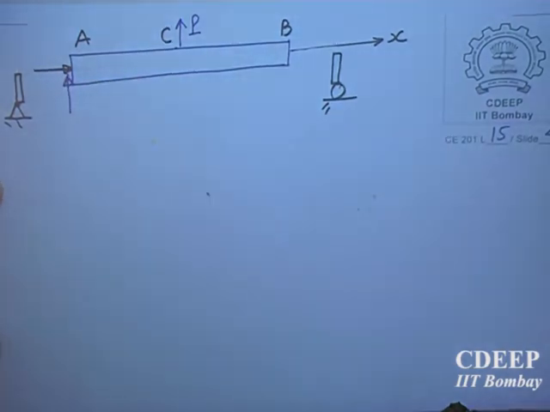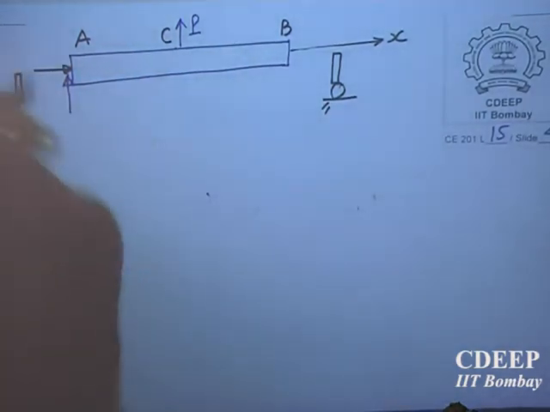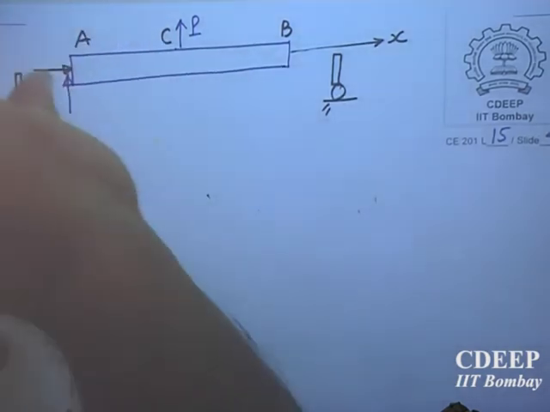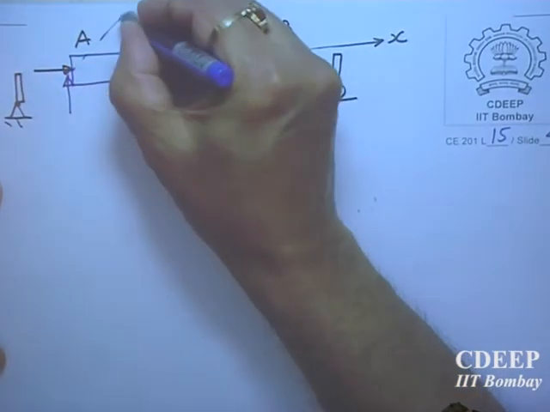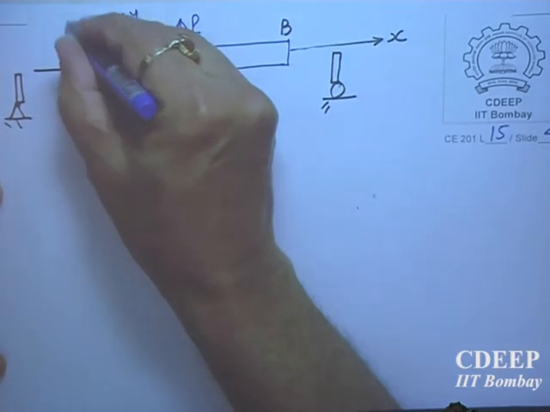Now what should we show? It is free to rotate about Y axis. Y is here. And this is Z.